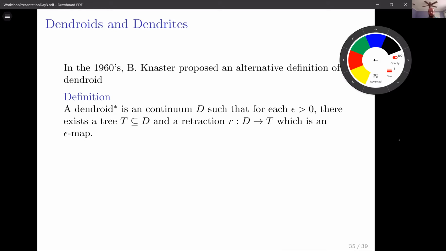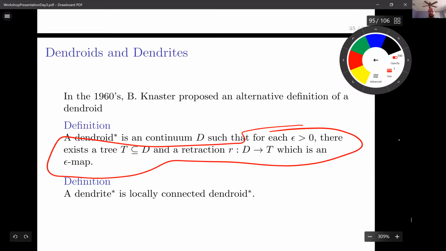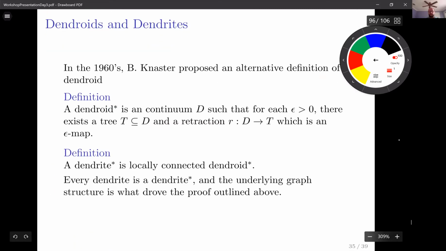And that's actually a very interesting topic. There's a lot of work on it. As far as I'm aware, there's still no answer to that. But what we can see pretty immediately is that every dendrite in the standard sense is a dendrite in this sense. And that underlying graph structure is what really drove the proof that we outlined.